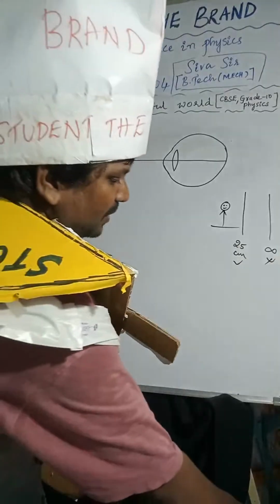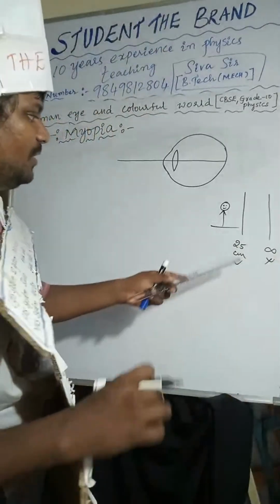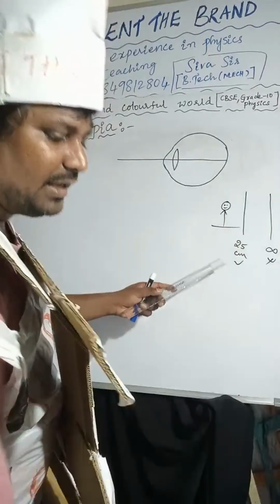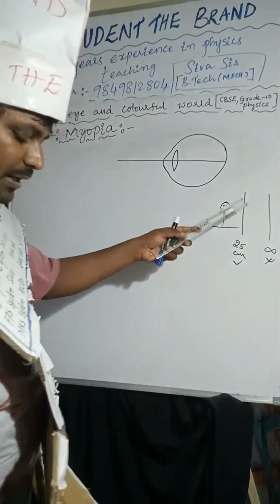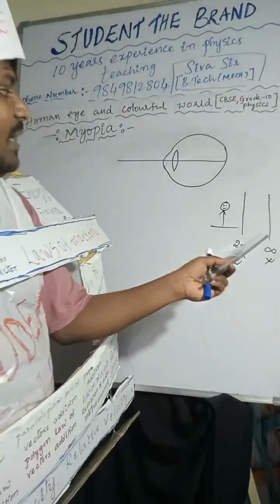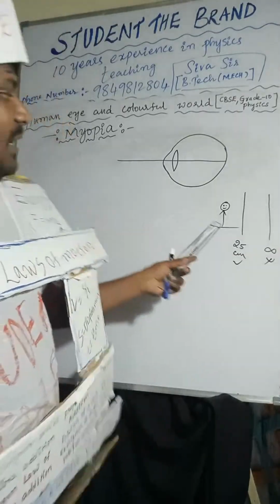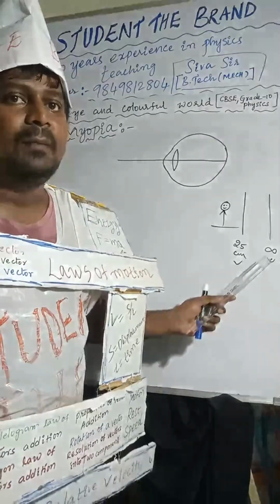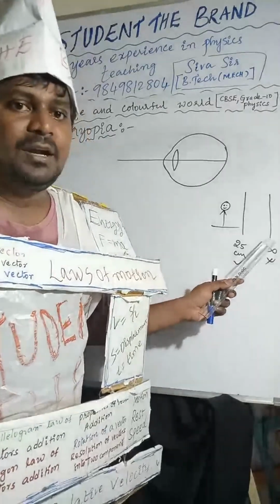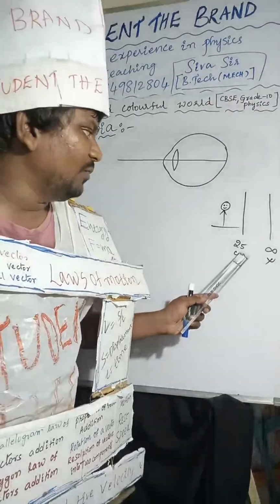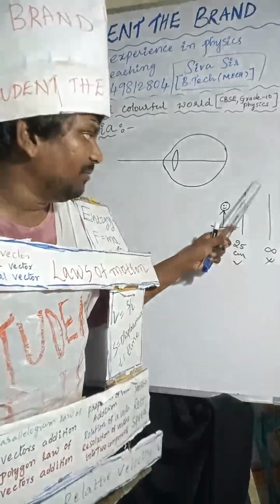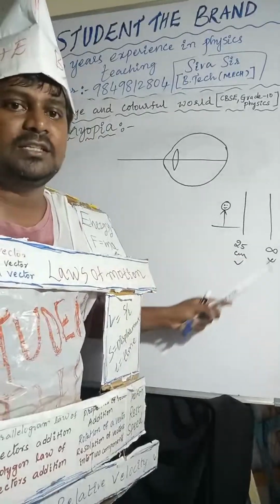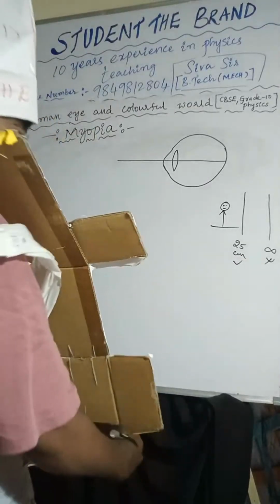Here you can observe the person can see 25 centimeter because near distance object he can see. But he can't see the infinity point. But in between this one you can see, right?